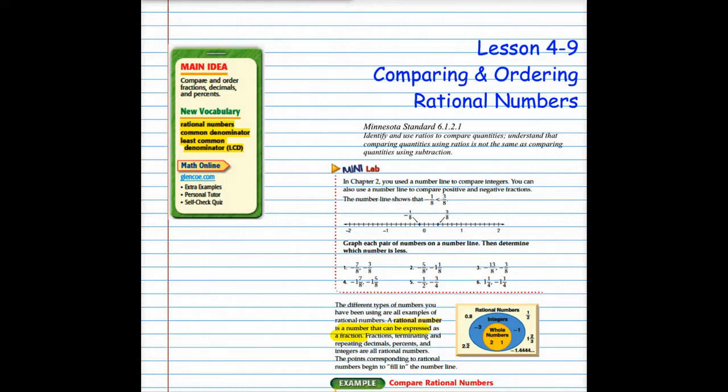This is lesson 4.9, comparing and ordering rational numbers. In chapter 2, we used the number line to compare integers. You can use the number line to compare positive and negative fractions also. The number line shows that negative 3/8 is less than 3/8. And the reason for that is 3/8 is to the right on the number line. The number to the right is always greater than the number to the left.